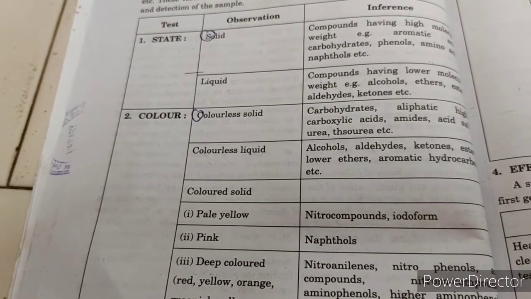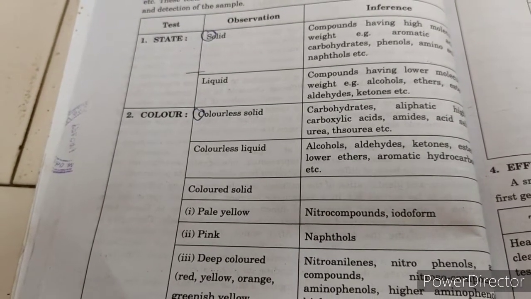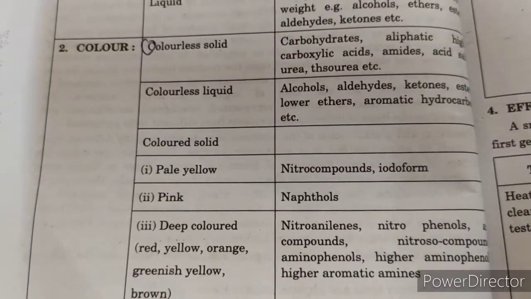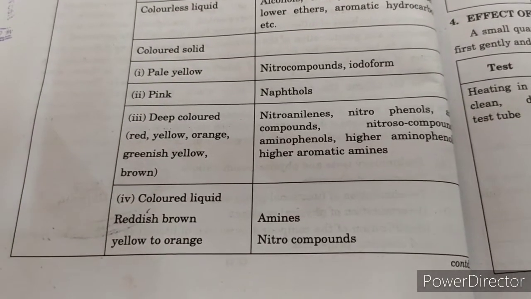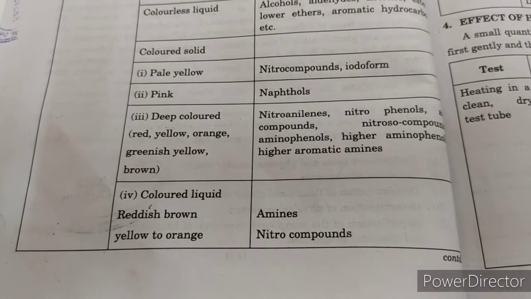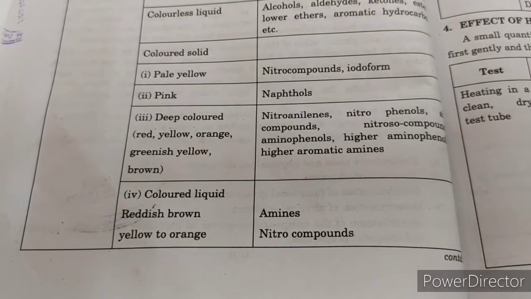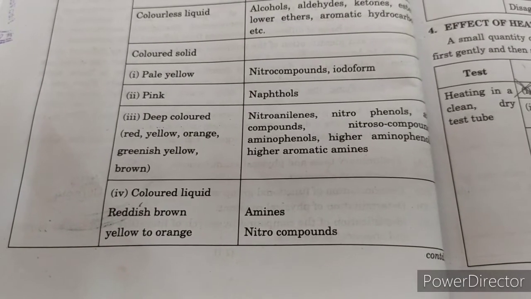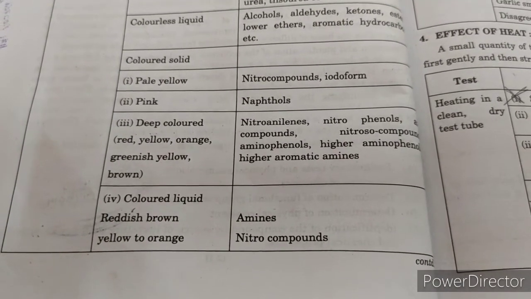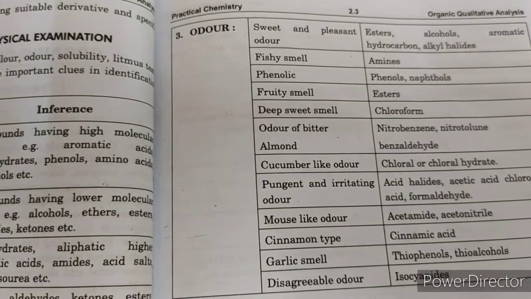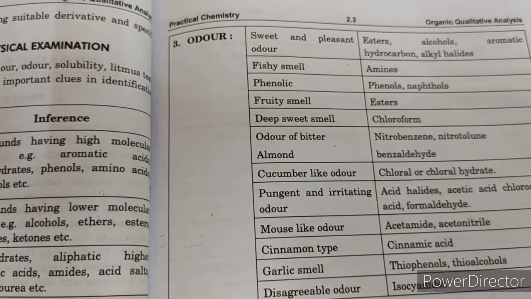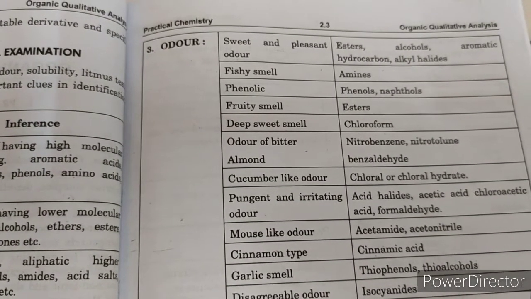Second test, that is color. So here you can see that this is colored liquid. So this is colored liquid having reddish brown or yellow to orange color. That means your compound may have amines or nitro compound. In case of odor, it is having a fishy smell. That means amines may be present.